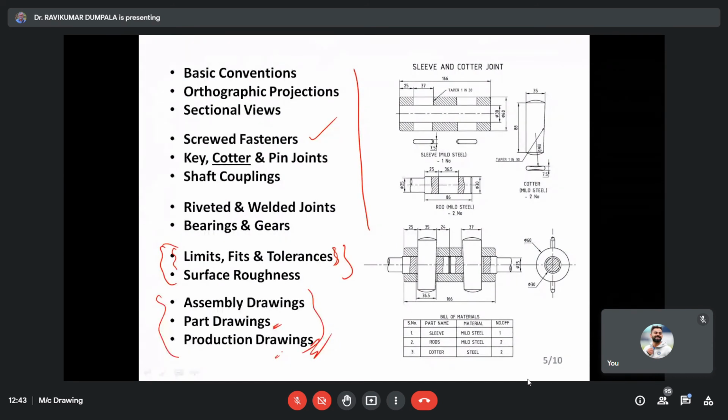It is not there in our regular curriculum. But you try to explore production drawing also, given that sir is not covering much, because if you want to go to a core industry, what is required is production drawing.